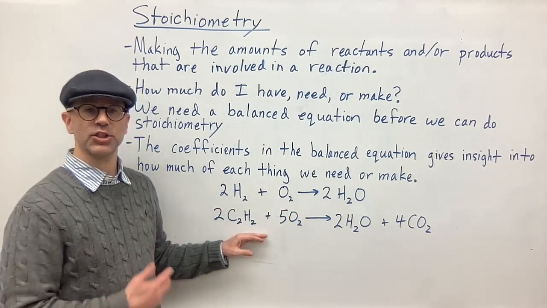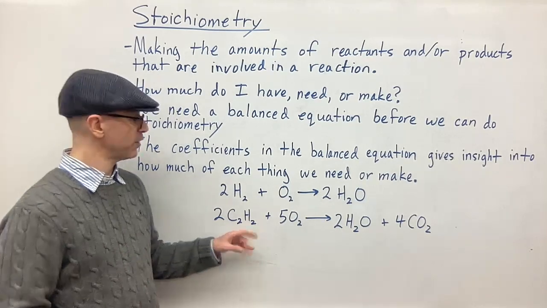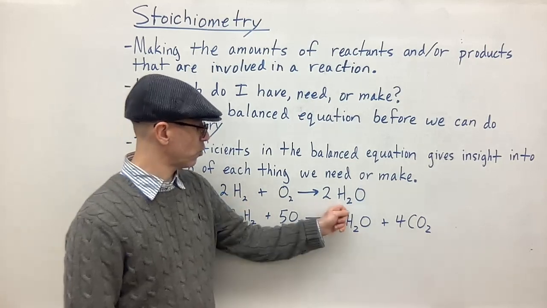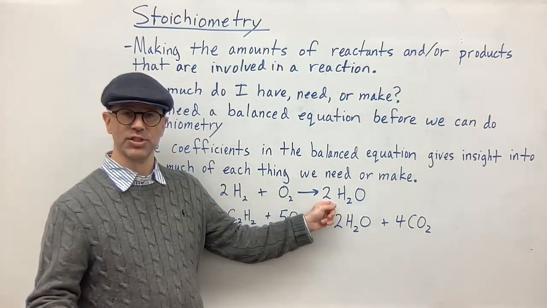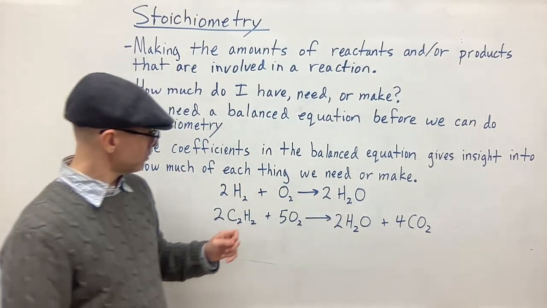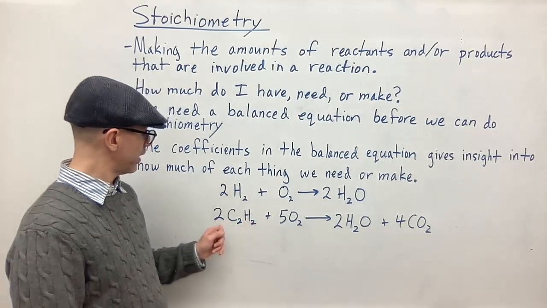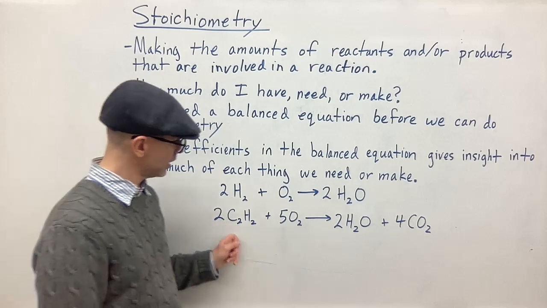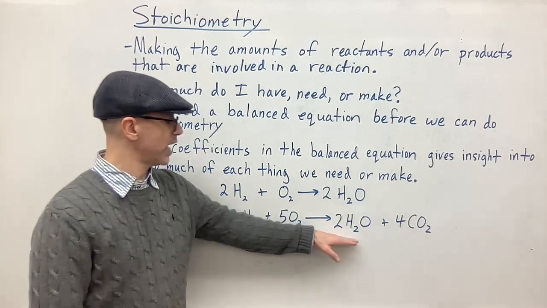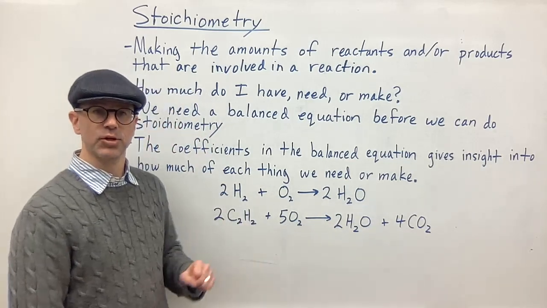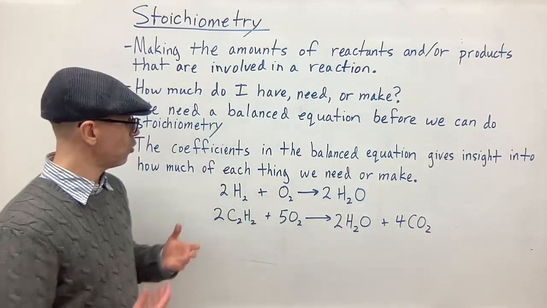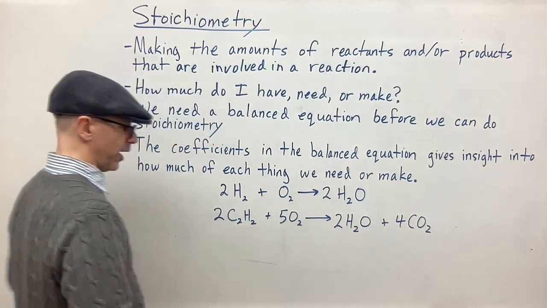Don't change the coefficients. You don't need to simplify the coefficients if it's 2 to 2, right? So the mole ratio between hydrogen here and water is 2 to 2. Don't reduce it to 1 to 1. Okay. Same thing here: 2 moles of acetylene, 2 moles of, I'm sorry, water. If you use that ratio to convert, you can keep the numbers the way they are.